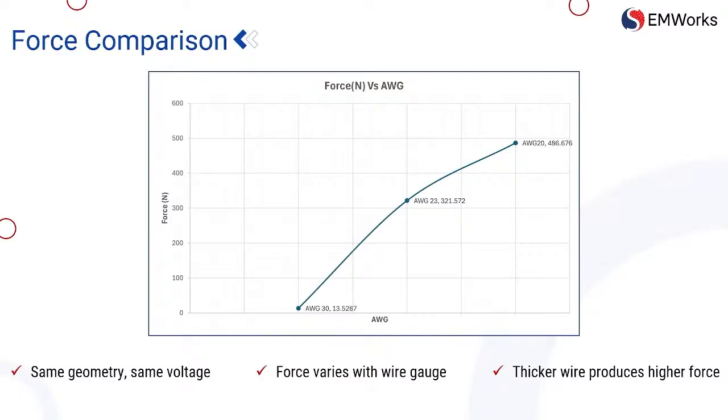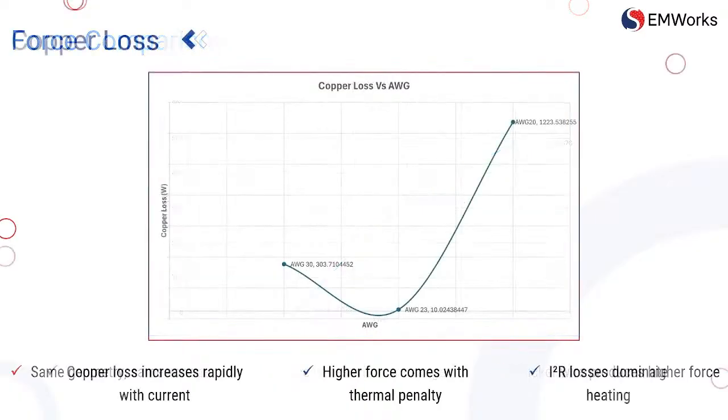However, that conclusion only holds if the thermal cost is ignored. The electromagnetic benefit is clear, but it represents only part of the overall behavior. Copper loss rises rapidly as wire thickness increases. The same design choice that boosts force also introduced a strong thermal penalty. This highlights a critical point. Force increase is not free.